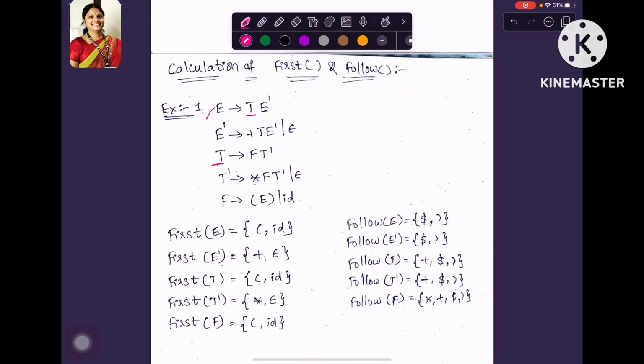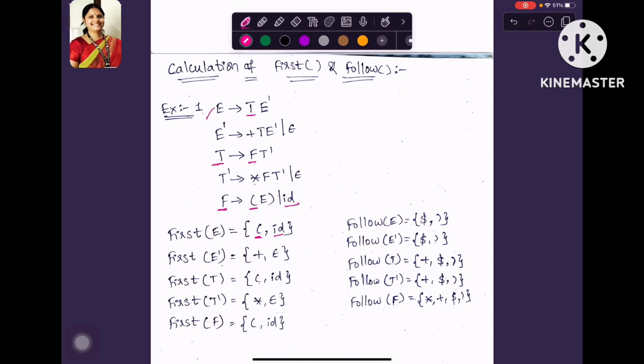The first of T will be F. Again F is a non-terminal, so we cannot write it as a result. Again we have to find F on the left hand side of the productions. Here we found F, so we can calculate the first of F as open parenthesis, the immediate symbol present at the right hand side. This is the first one, and there is another production for F, that is ID. So ID also should be placed here.